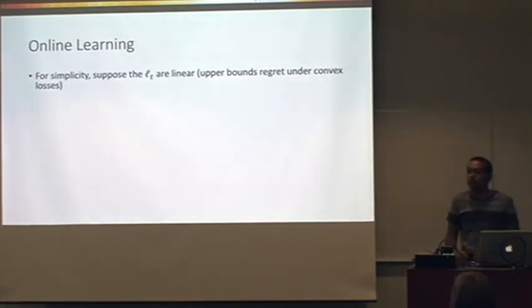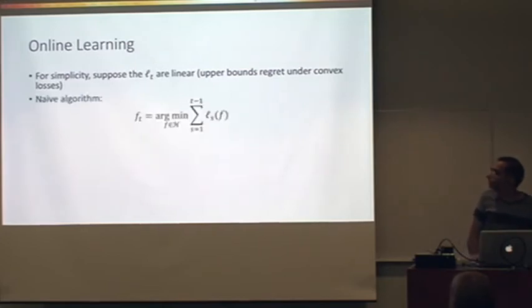So for simplicity, I'm going to assume that the loss functions are linear. It turns out that if your loss functions are actually convex, this is not a big deal because linear functions lower bound convex functions. So if you have an algorithm that has low loss and low regret under linear functions, it's fine for convex functions as well.